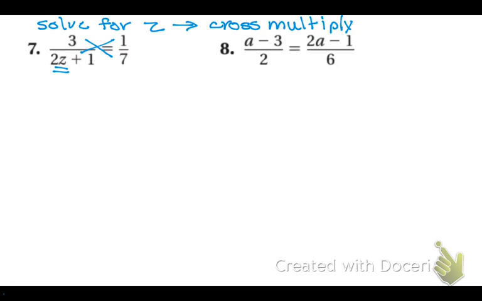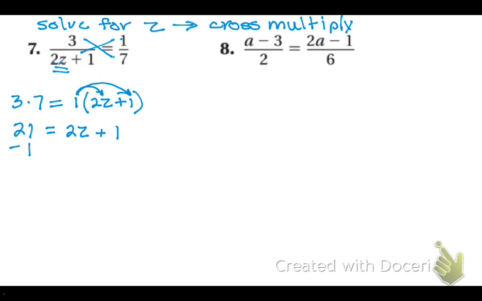So the first thing we're going to do is cross multiply 3 times 7, and we're going to set that equal to 1 times 2z plus 1. Sorry, I forgot the plus 1. So 3 times 7 is 21. We distribute the 1 over the 2z and the other 1, and we get 2z plus 1.